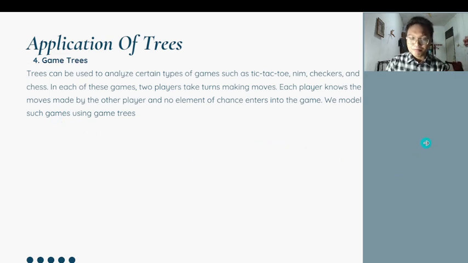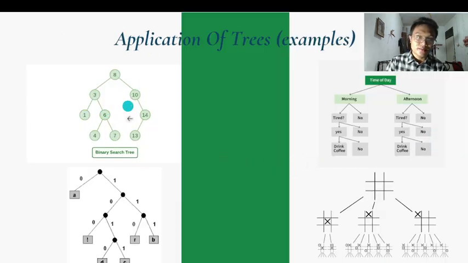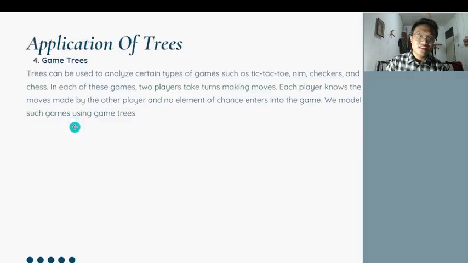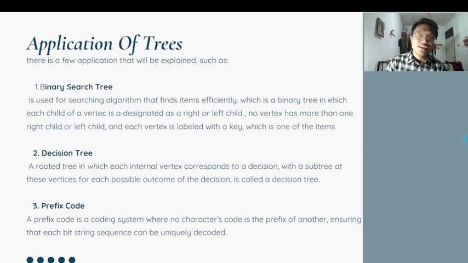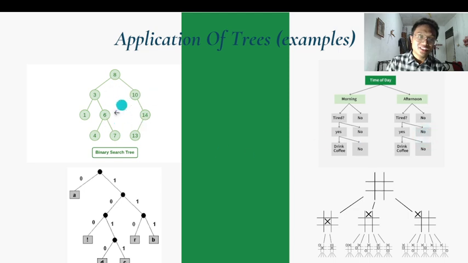Here, we will look at the image. First, this is a binary search tree, or we can just say BST. This is the explanation here before, and this is the image.